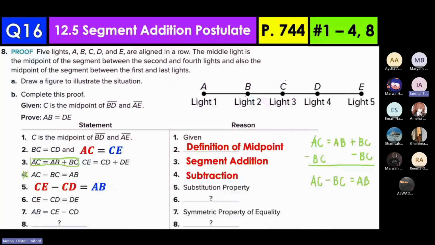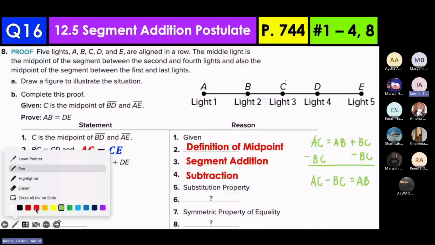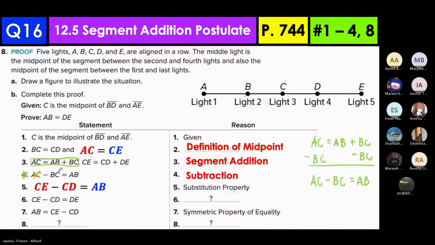Now, they just did substitution. From line number 2, we know AC is the same as CE. So we can delete the AC, replace it with CE. We can delete the BC, replace it with CD. Fine. From line 5 to 6, we delete AB, replace it with DE. No, they subtracted again. Sorry.